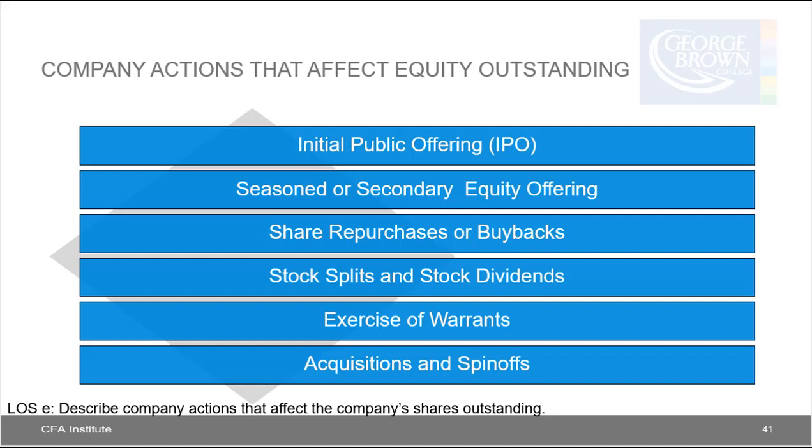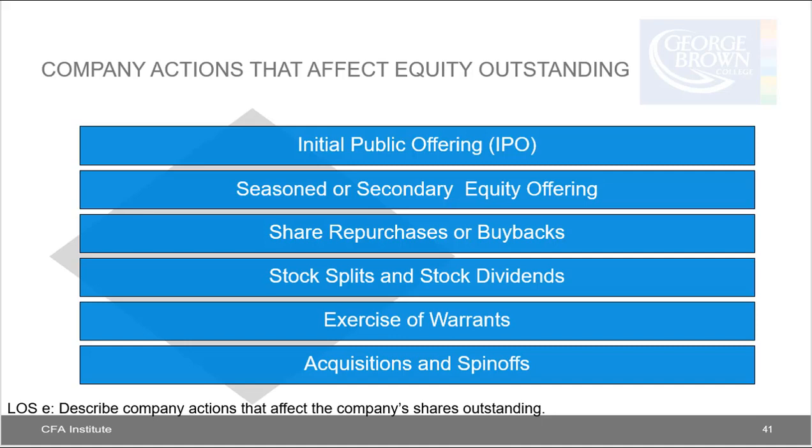Okay, selling shares to the public in an offering subsequent to the IPO is referred to as a seasoned equity offering or a secondary equity offering. Buying back existing shares from shareholders is referred to as a share repurchase or a share buyback, and we can see examples of that in various markets around the world as well. Issuing a stock dividend or conducting a stock split, for example, issuing 1 share for every 2 shares owned by shareholders, is an example of a stock split, okay, or reverse stock split.